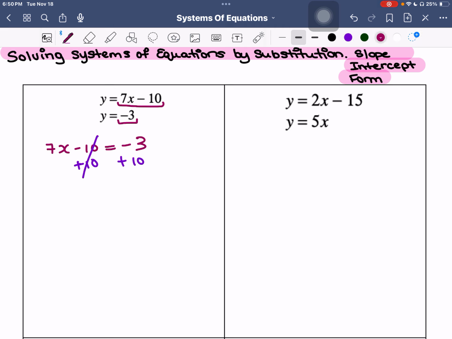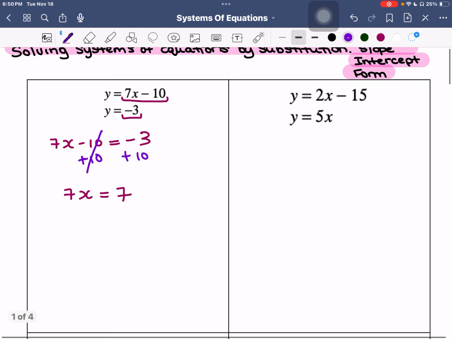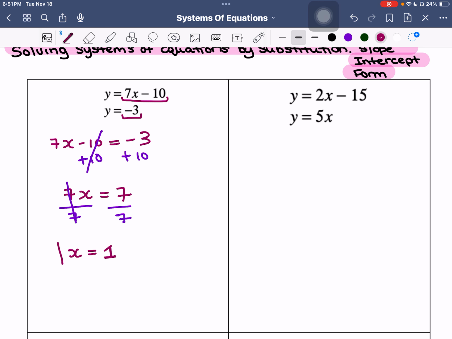That will cancel out, and then we're going to be left with 7x is equal to 7. And the last step here to get x completely by itself is to divide by the number in front of x. So we're going to divide both sides by 7. 7 divided by 7 is just 1, so that cancels out, and we're left with x is equal to 7 divided by 7, which is also just 1. So x is equal to 1.